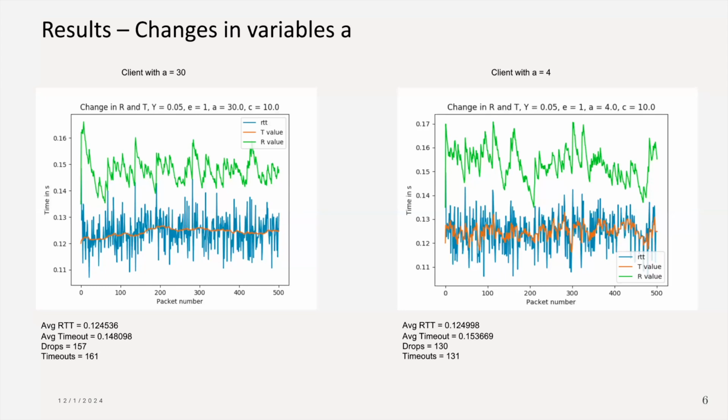We ran experiments with different variables. Here we tried values of A ranging from 1 to 30. Here is the comparison of two scenarios with A equals 30 and A equals 4. We can see the larger the A, the higher the average timeout. This means as we increase the value of A, the gap between average RTT and average timeout increases.